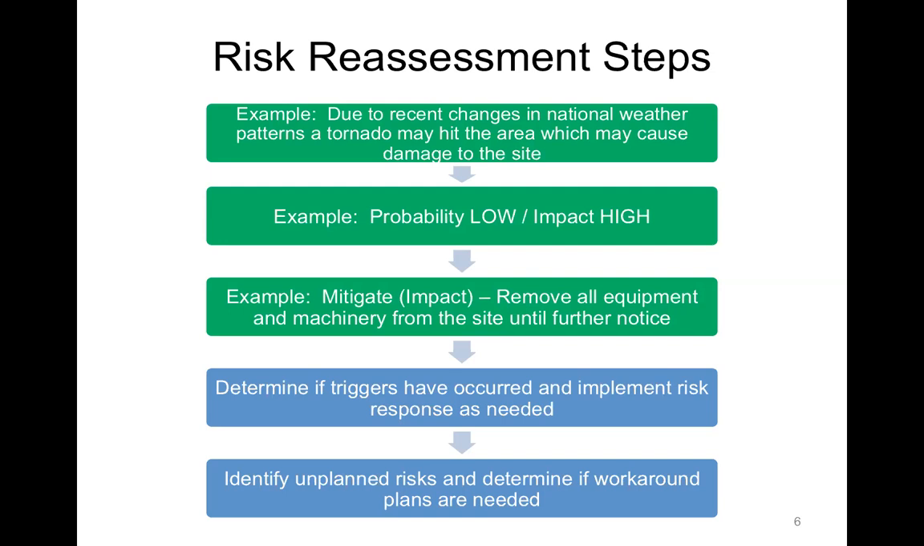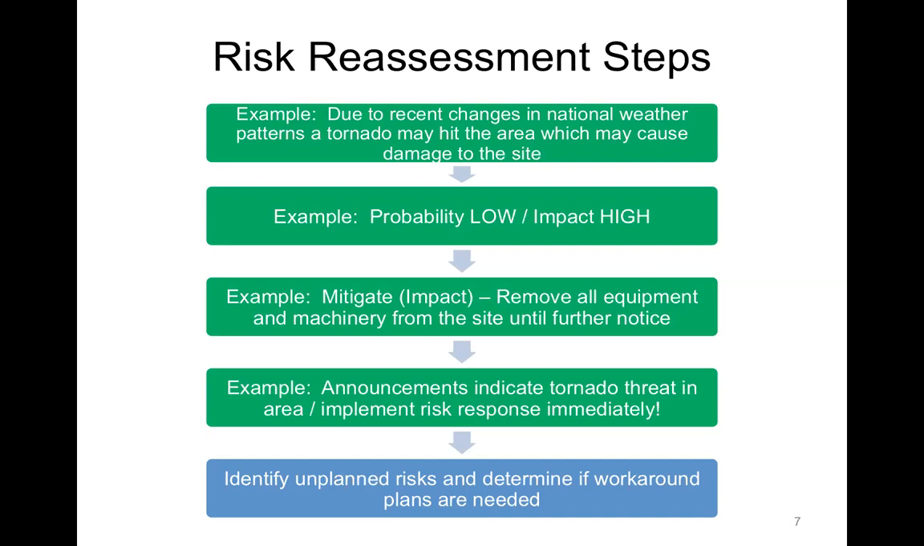And then determine if triggers have occurred and implement a risk response plan. Well, we can discover if there's any warning signs. So we can look at things like triggers, like announcements on the news that indicate a tornado threat is likely in the area, and then implement those risk responses immediately. Okay, this is all stuff that we've seen before. Nothing is really new here. The difference is that now we're identifying new risks while the project is actually in motion and being executed.